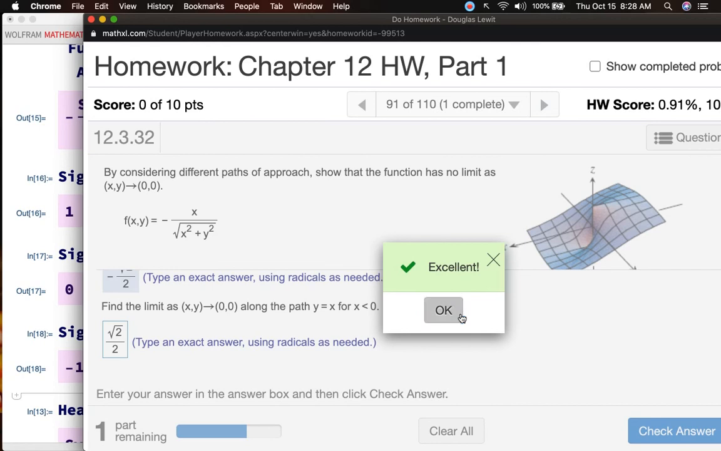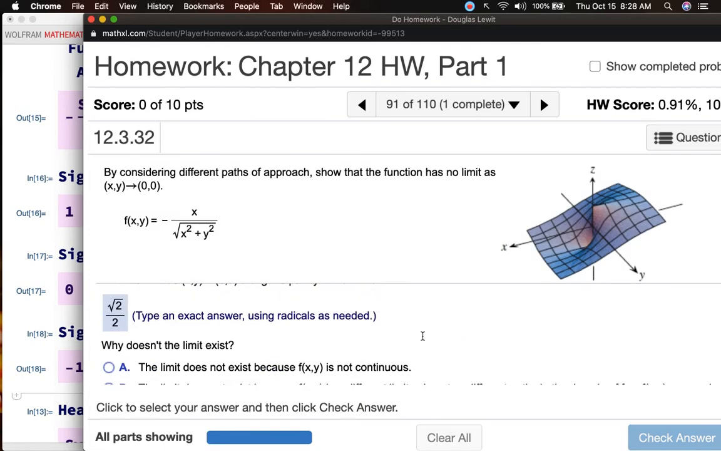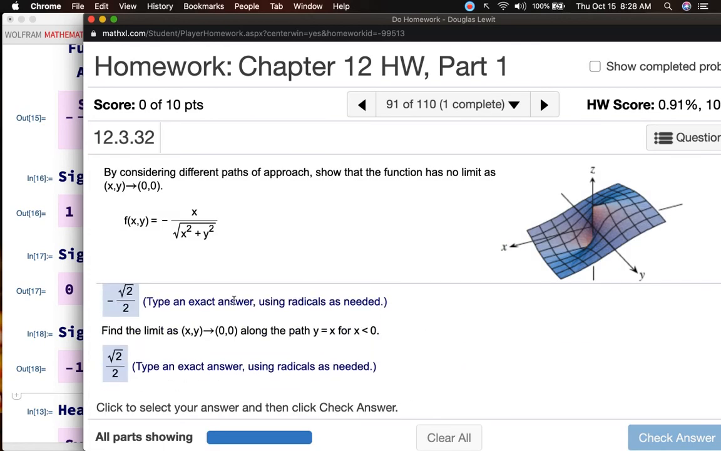And that's correct. So why doesn't the limit exist? Well, I can tell you that the limit doesn't exist because these two numbers do not equal each other. They do not equal each other. So therefore, the limit doesn't exist.